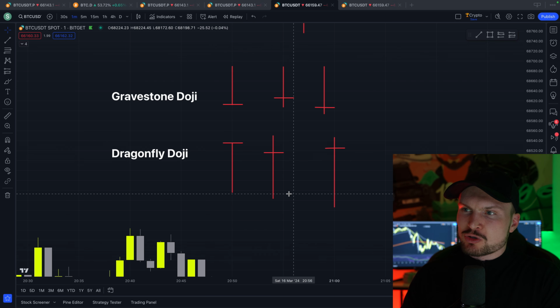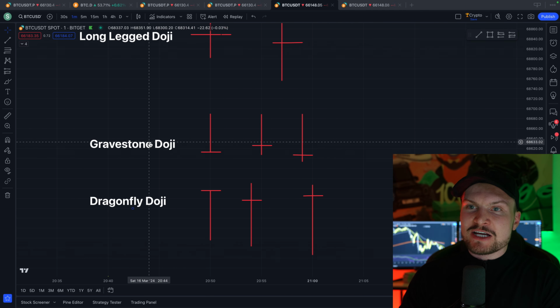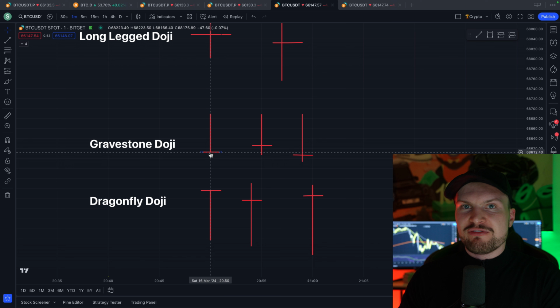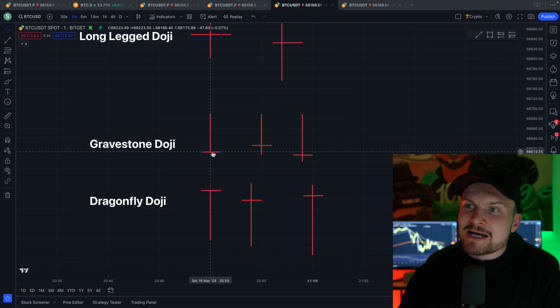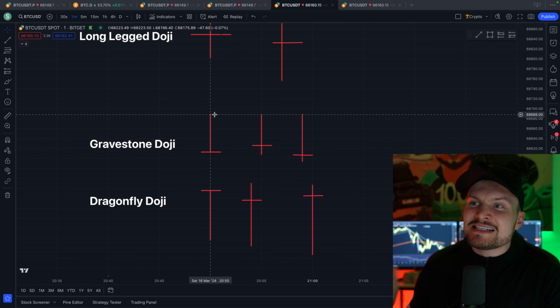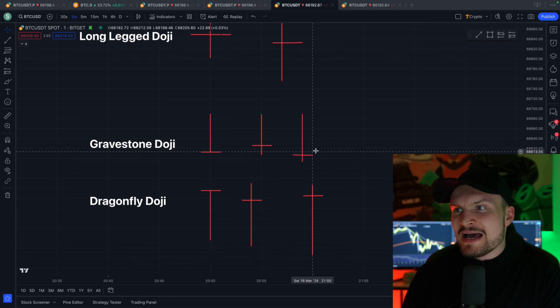Also, this would be considered a dragonfly doji. Also this one. And then the opposite is a gravestone doji. Again, a very bearish candle, which means the price opened here. The buyers pushed the price all the way up here, and in the exact same minute, the sellers pushed the price all the way down here again.